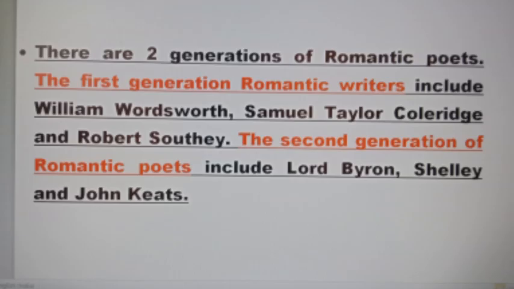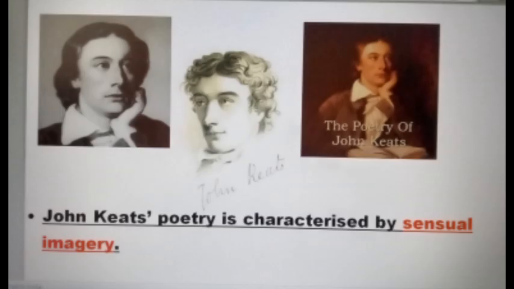There are two generations of Romantic poets. The first generation Romantic writers include William Wordsworth, Samuel Taylor Coleridge, and Robert Southey. The second generation Romantic poets include Lord Byron, Shelley, and John Keats. John Keats' poetry is characterized by sensual imagery. His most notable works are the series of 6 odes that he has composed.